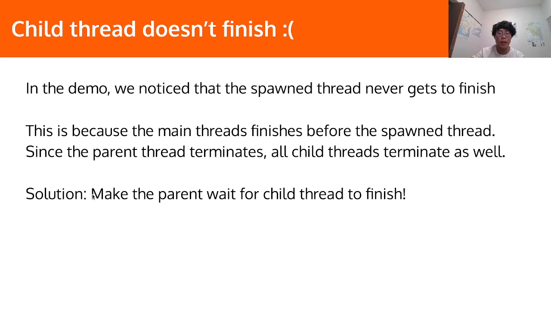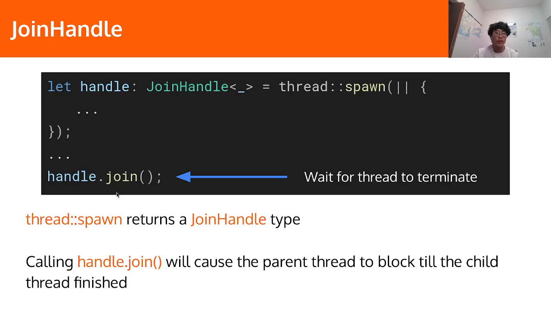Basically we make the parent wait for the child thread to finish, and this is done using a fairly simple construct in Rust. In Rust there's this type called a join handle, and how we use it is like this, right? When we call thread spawn, it actually returns a join handle, so we can just save that in a variable, let handle equal to thread spawn, and then somewhere before we try to finish, we can call handle.join, right?